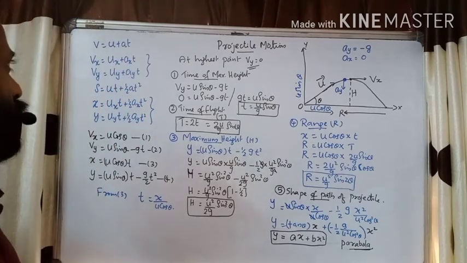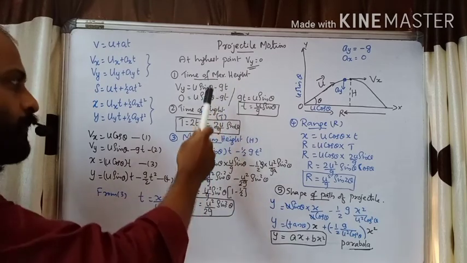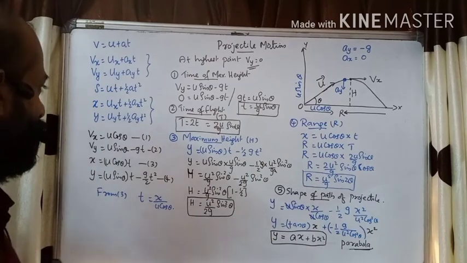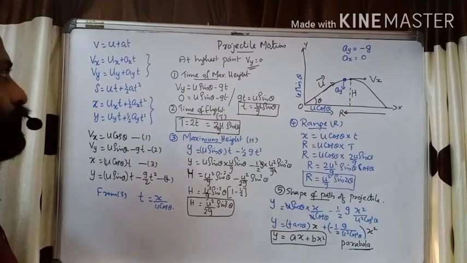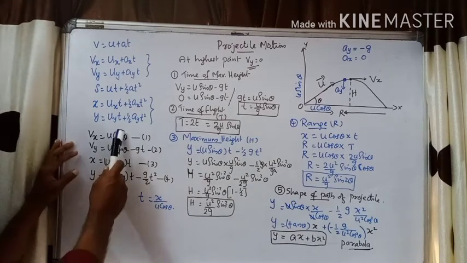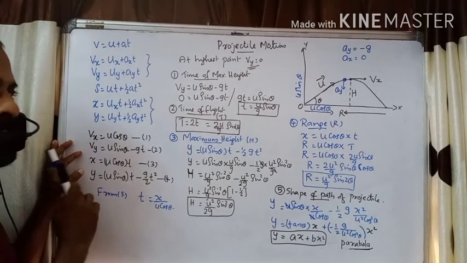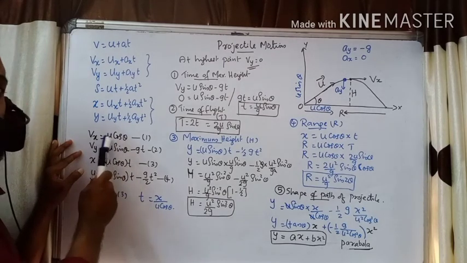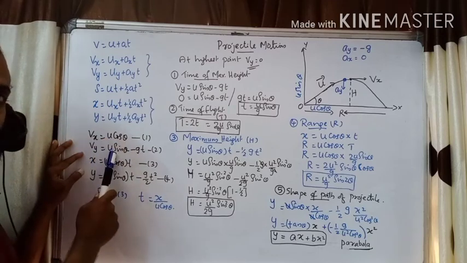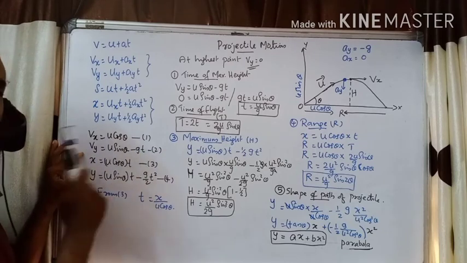Okay, so that's about the equations of motion for projectile motion. We have got equations for time of maximum height, time of flight, maximum height, range, then shape of path of the projectile. Now we have equations for Vx and Vy. From these equations we can understand one thing. Vx is independent of time. Means x component of velocity will be constant. What about Vy? Vy is not constant because Vy depends on time. At each and every time Vy will have different values.